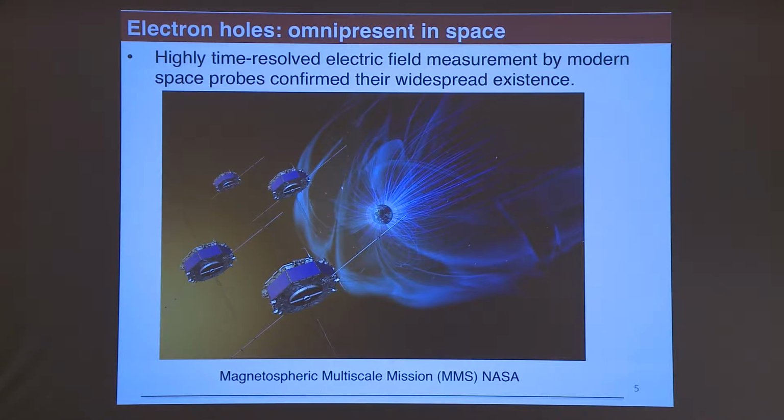Electron holes are actually observed in space. Lots of satellites are launched to measure the Earth's magnetosphere. Here I'm showing you an example, the Magnetospheric Multiscale mission, a cluster of 4 satellites launched by NASA. Each of them has 6 electric field sensors, and they do in-situ measurement of the plasma environment in which they're traveling.